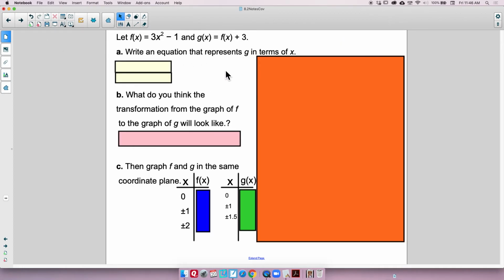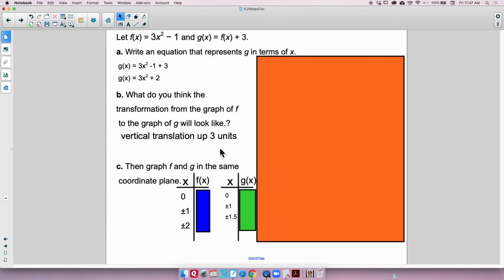Okay, so here's the same type of problem. Go ahead and try this one. Okay, I'm back. So we're writing an equation that represents g in terms of x. We're basically just going to plug 3x squared minus 1 in for f of x. Combine your like terms, the negative 1 and the 3, and you get 3x squared plus 2. So what do you think g of x is going to look like compared to f of x? Well, hopefully you see that it's going to be a vertical translation 5 units up, right? We're going from negative 1 for our c in f of x to a positive 2 for c in g of x.